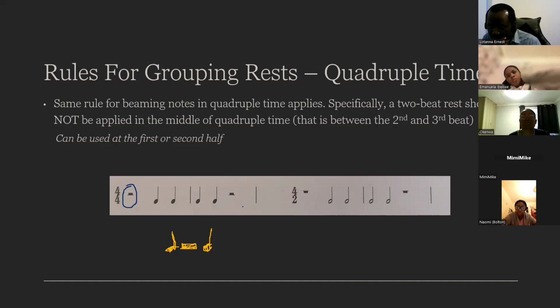I would group the 2 notes. Which 2 notes will you group? The 2 notes before the bar. Which are the 2 notes before the bar? The 2 crotchet notes.